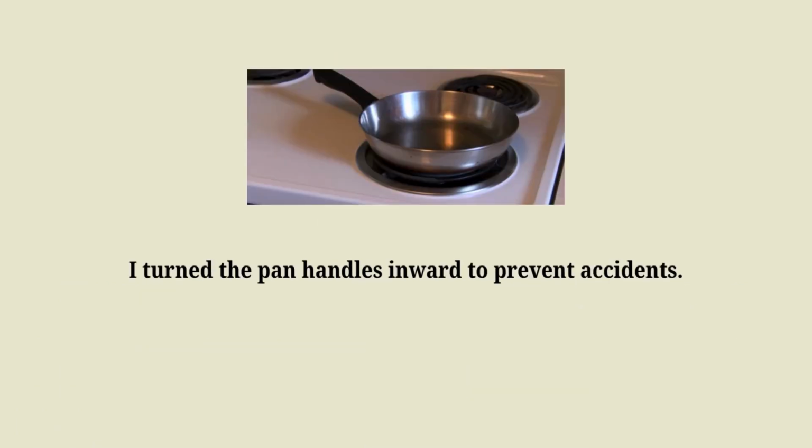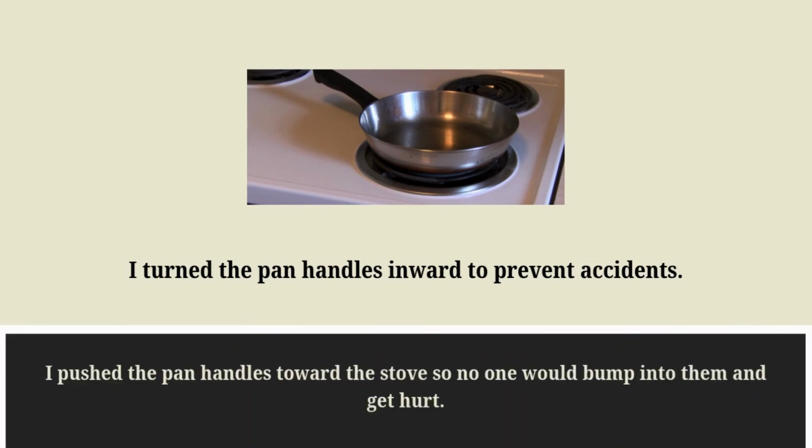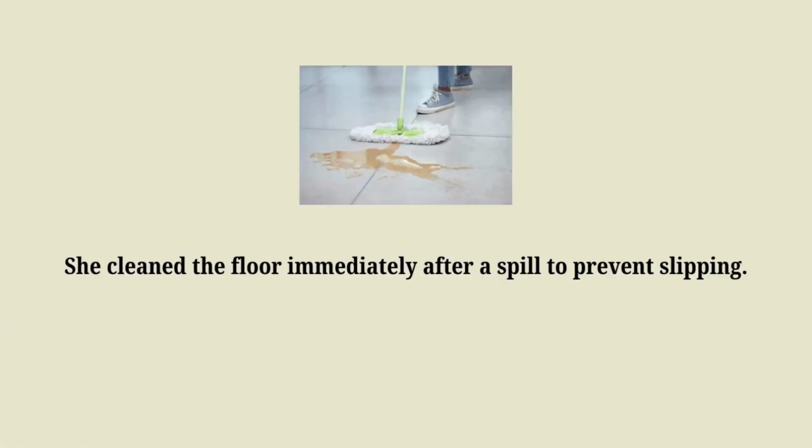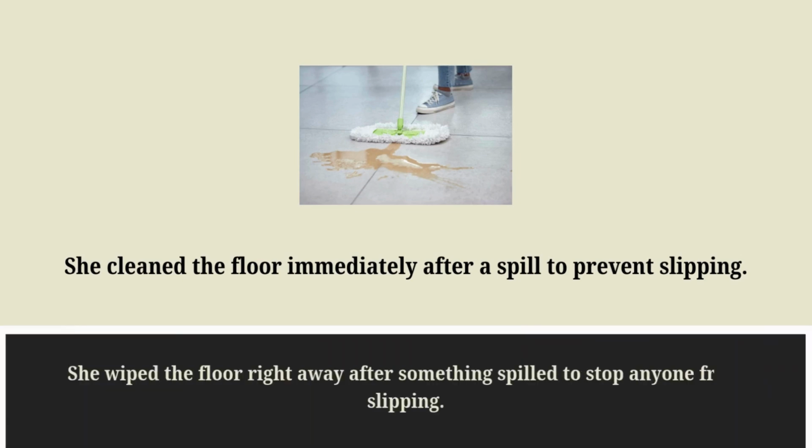I turn the pan handles inward to prevent accidents. In simple terms, I push the pan handles toward the stove so no one would bump into them and get hurt. She cleaned the floor immediately after a spill to prevent slipping. Means she wiped the floor right away after something spilled to stop anyone from slipping.